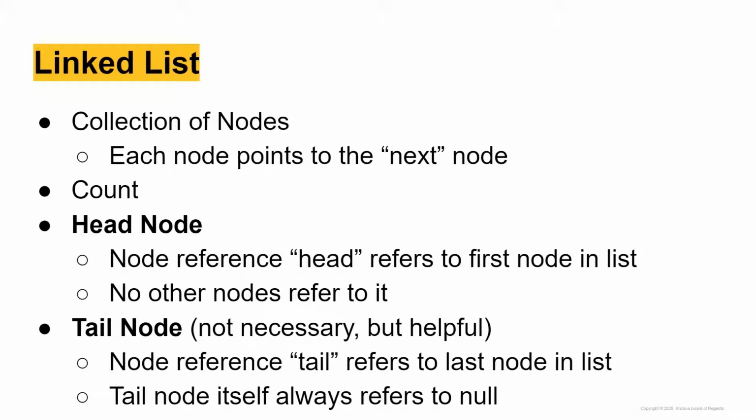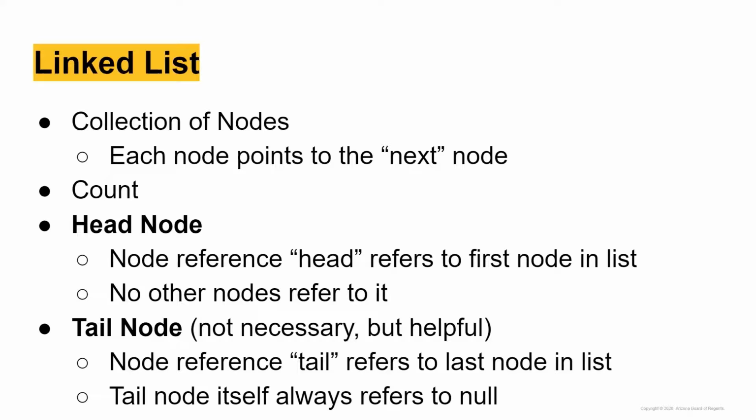And then we're also going to keep track of a tail node, or a tail reference. So tail is not entirely necessary, but as you're going to see in a second, it's really helpful when we're trying to do operations on the linked list. So I would recommend including and keeping track of a tail node in your linked list, unless you have some reason not to. So like the head, this is just a node reference that refers to the last node in the list.